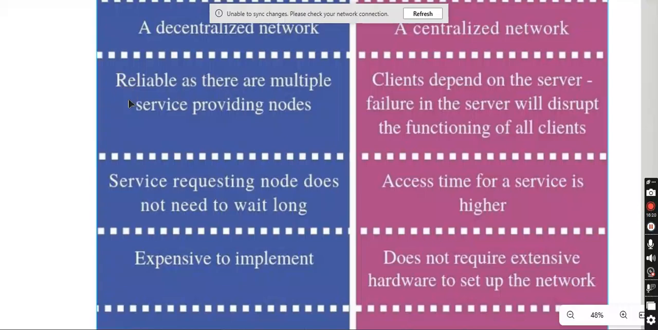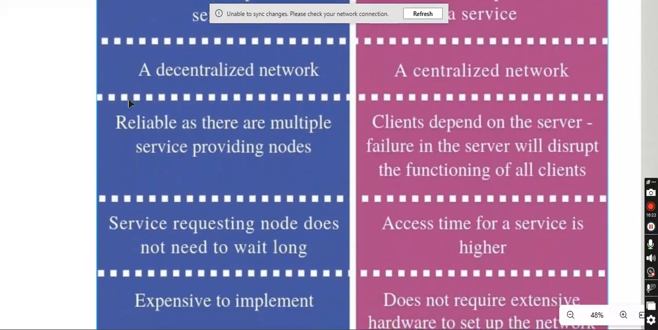Anyways, now peer-to-peer is reliable as there are multiple service providing nodes. See, there are multiple service providing nodes, and anybody can provide services.